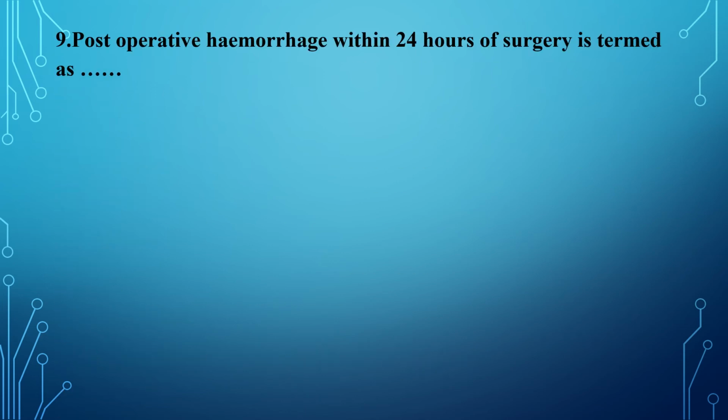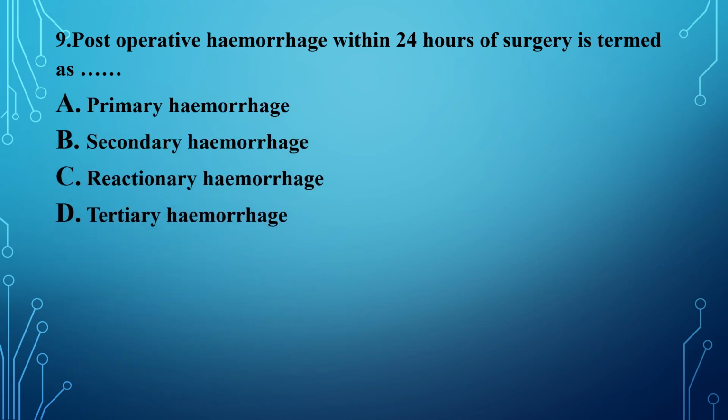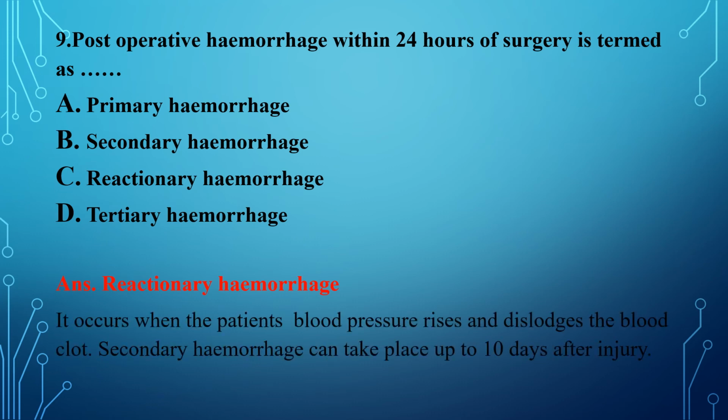So next is the ninth question. Post-operative hemorrhage within 24 hours of surgery is termed as: A, primary hemorrhage, B, secondary hemorrhage, C, reactionary hemorrhage, and D, tertiary hemorrhage. The answer is C, reactionary hemorrhage.